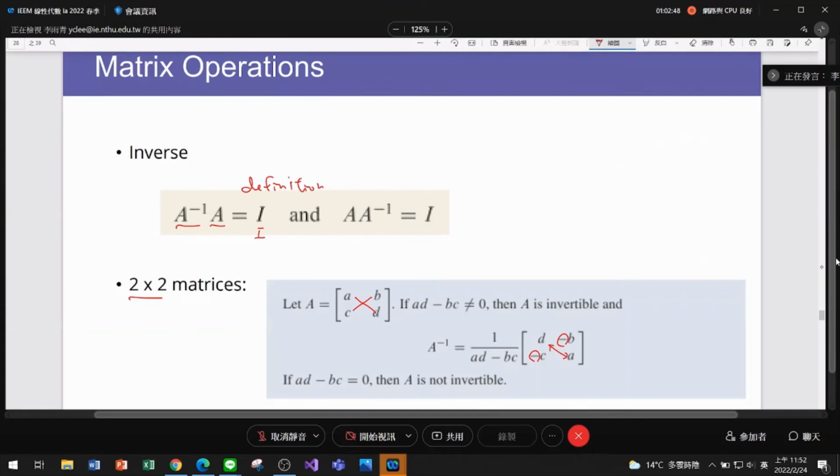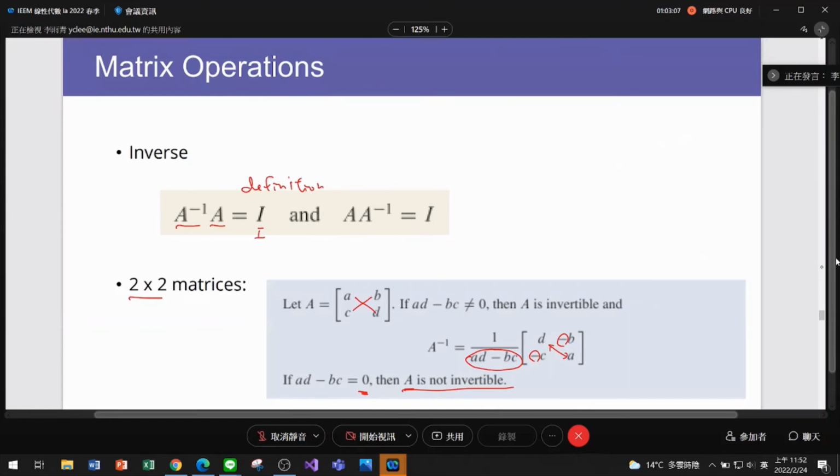And this part, AD minus BC, is the determinant of matrix A. If this part is 0, that means the matrix is not invertible. You are not able to find such a matrix satisfying A inverse times A equals identity. So that means A is not invertible.